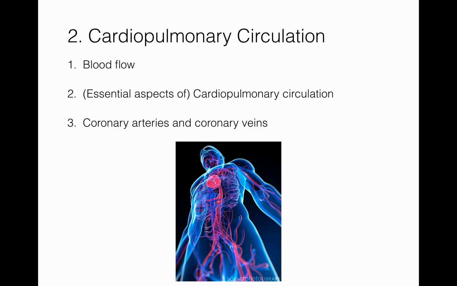In the second part of this lecture, we will consider some essential features of cardiopulmonary circulation. Specifically, we will consider blood flow, aspects of cardiopulmonary circulation, and coronary arteries and coronary veins.